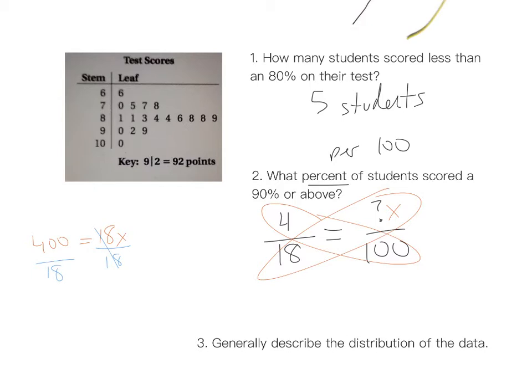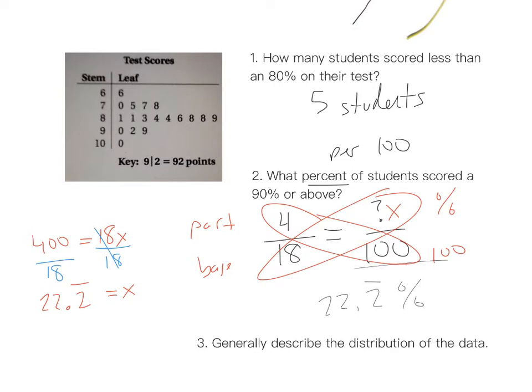And when you go ahead and set that up and do that, I'll save you a little bit of time right now and give you the answer. It's 22.2 repeating is equal to x, okay? And we were indeed solving for our percent there, because remember, part over base equals percent over 100, so that's how we set that up. So we were solving for a percent, so that is actually our answer. 22.2 repeating percent of the students in that class scored a 90% or above.